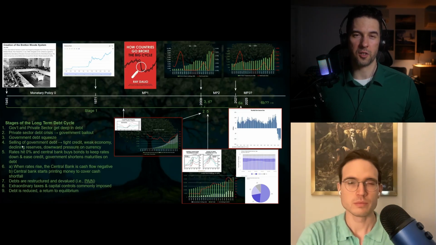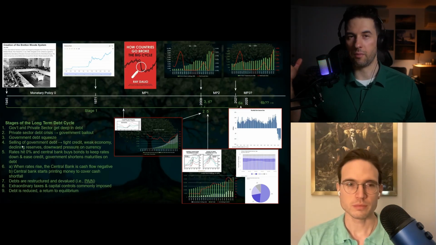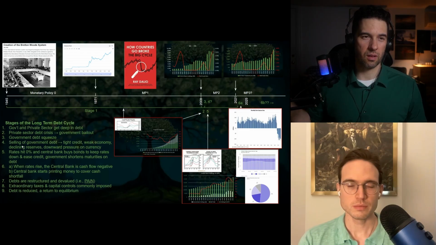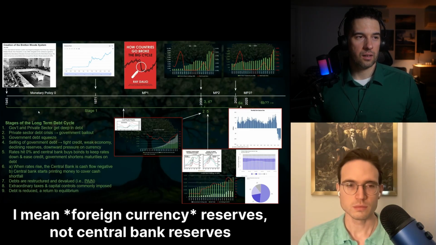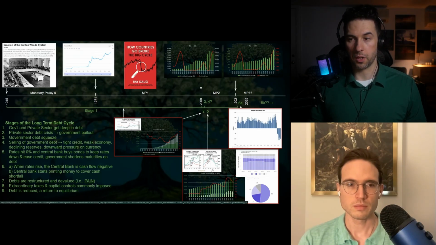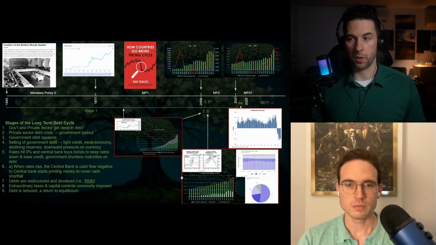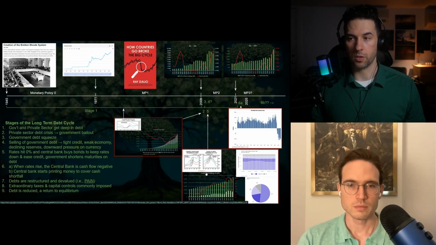Again, a lot of the charts and graphs that you want to look at are FX and currency and reserve levels and stuff like that, and defending currencies and all that, and not applicable. But stage 5 I thought was very interesting and very clear. So rates hit 0. Central bank buys bonds to keep rates down and ease credit. Government shortens maturities.